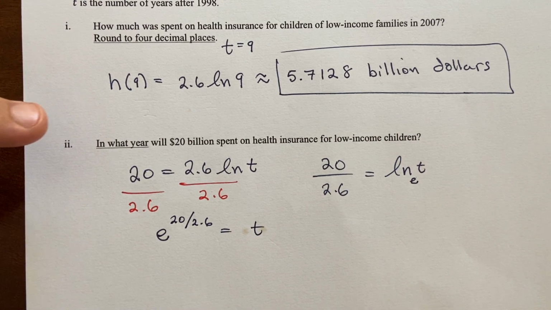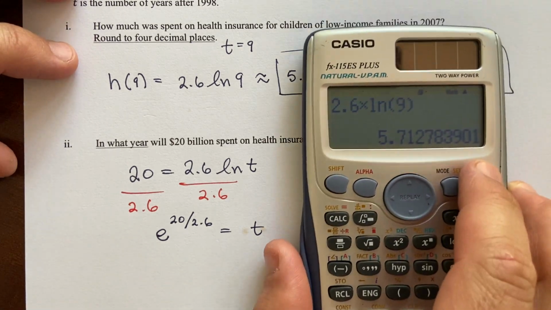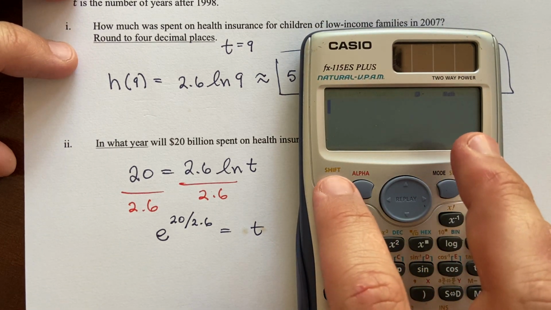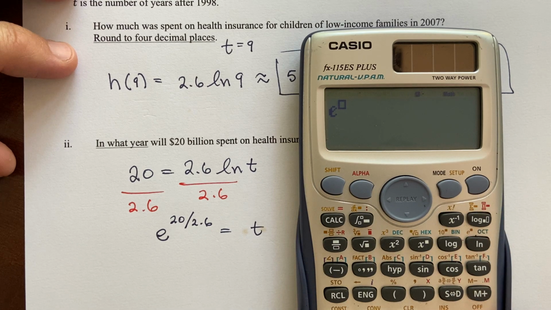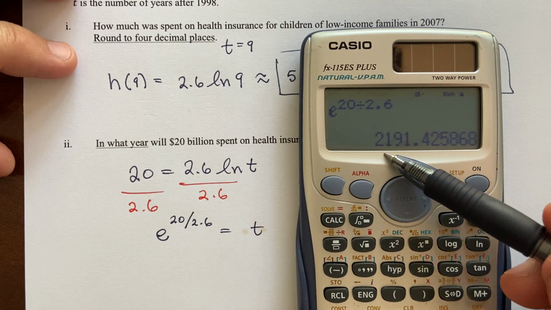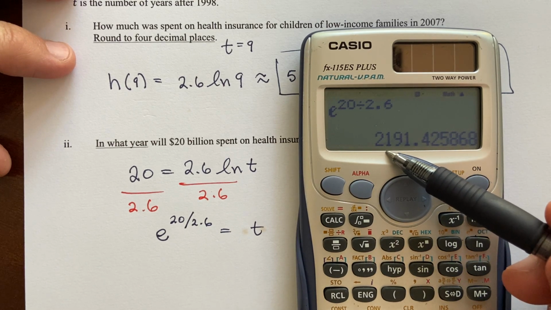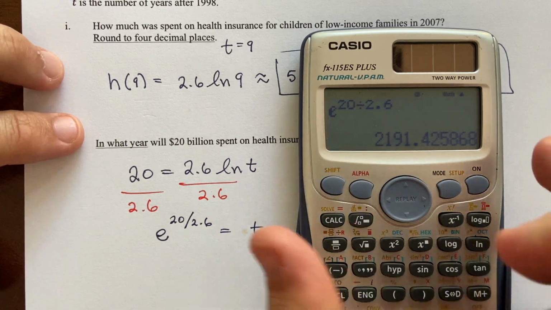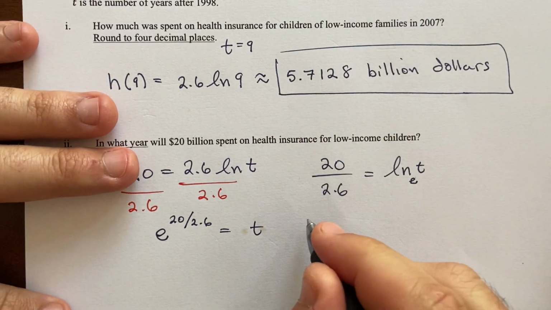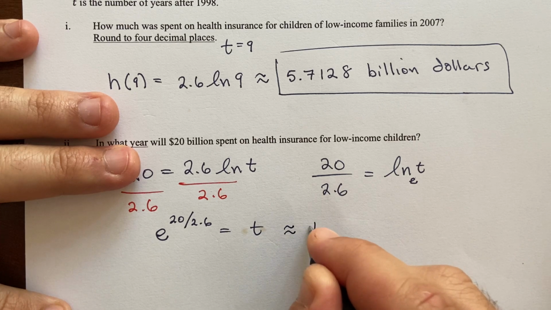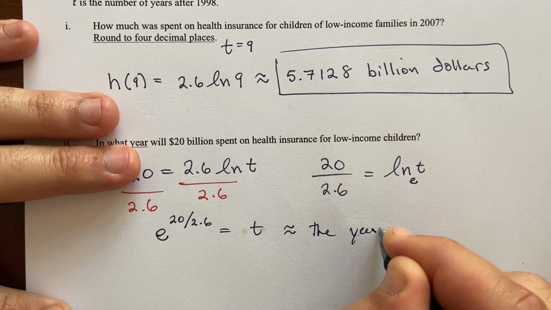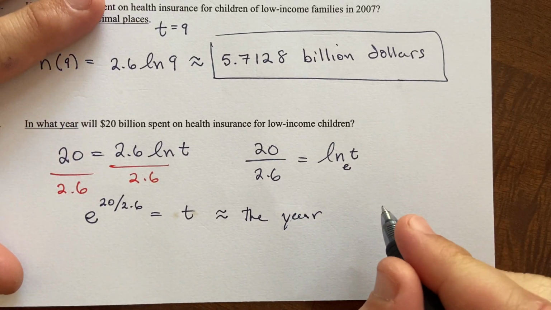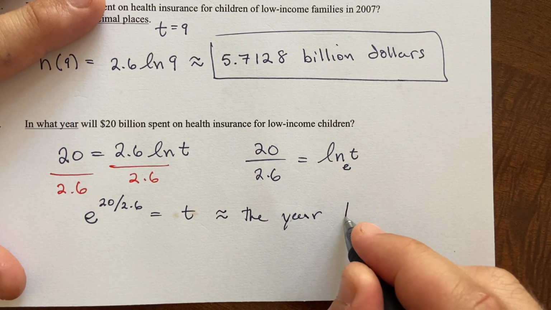So in what year? So this is the time, but we need to figure out in what year that is. Okay, so this is a long time from now. It's kind of a ridiculous question. So this is 2,191 years after the year 2000. So this is about the year 4,191.